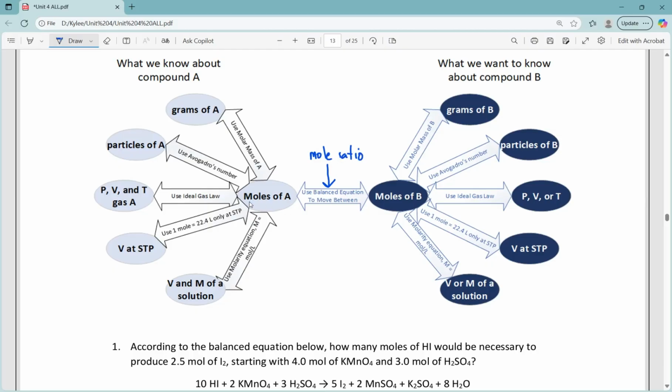So I can switch from my moles of my known substance, which on this graphic is A, to moles of my unknown substance, which is moles of B. And that's essentially the idea.